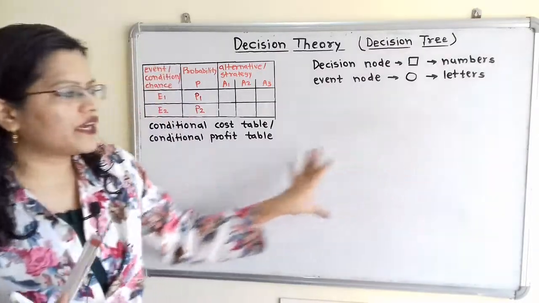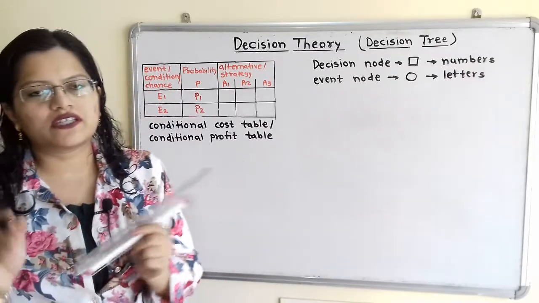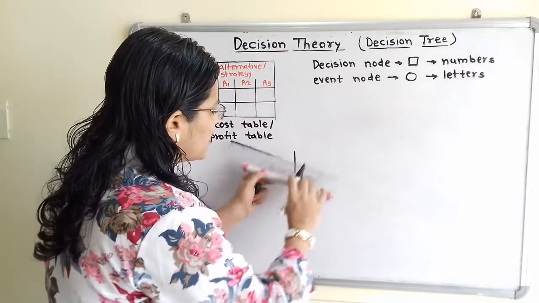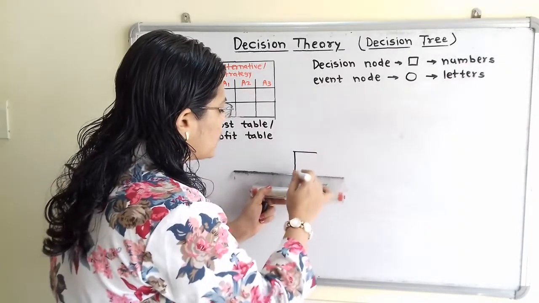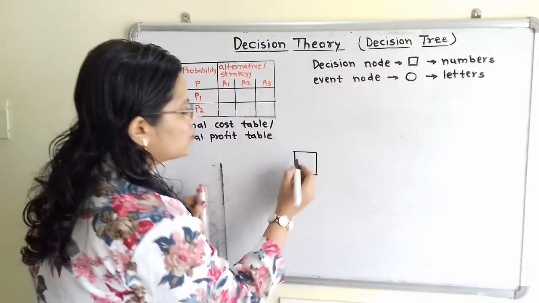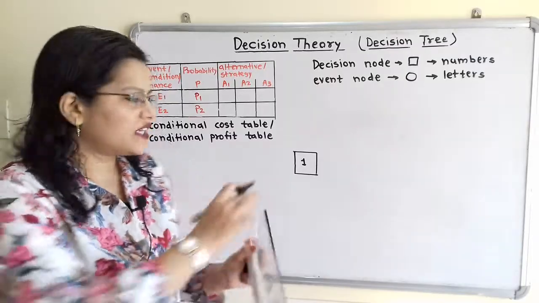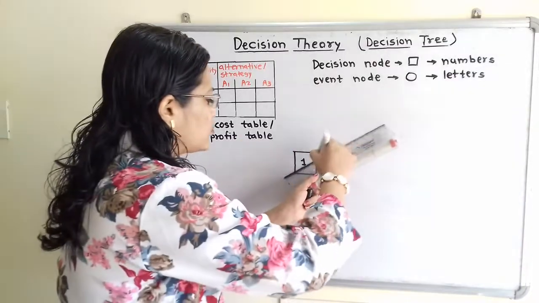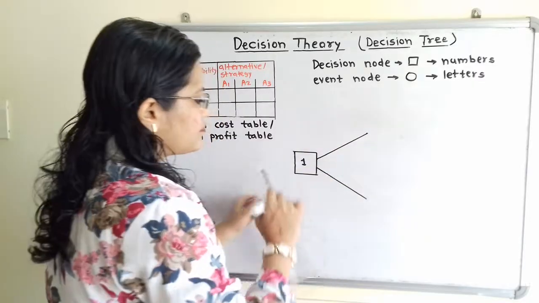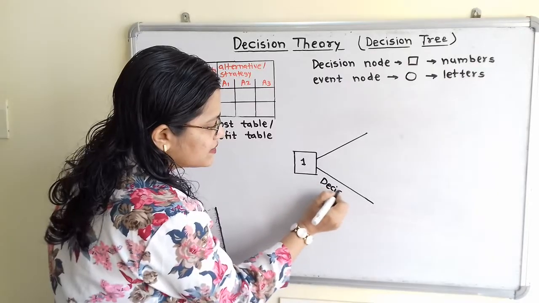Now we will draw here one sample diagram. So for the first node there is always the decision node. So from that decision node we will draw here the two branches that will originate. So this is the first decision node, so I will give here the number 1. So the branches which originate from this decision node are known as the decision branch or main branch. So I will say these are the decision branch.